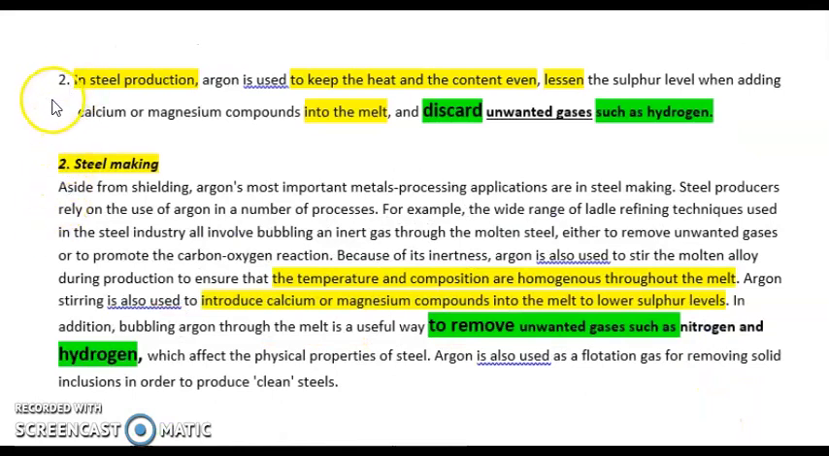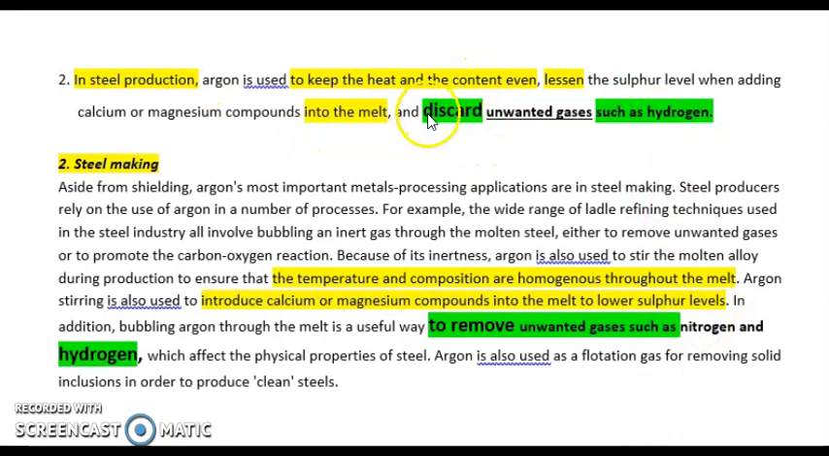So question 2 talks about the use of argon in steel production. It is used in the production of steel. Why? To keep the heat and content even. It is the same idea here. Lessen the sulfur level. Synonym: lower sulfur levels. The same idea again. Into the melt.